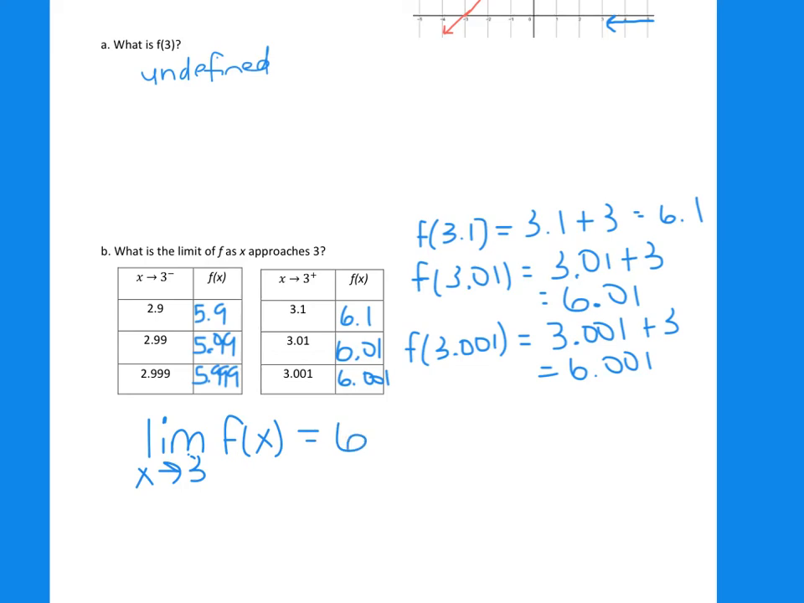Now, if we get different values for the left and for the right, then the limit does not exist. So the limit from the left and the right have to be approaching the same value in order for the limit to exist.